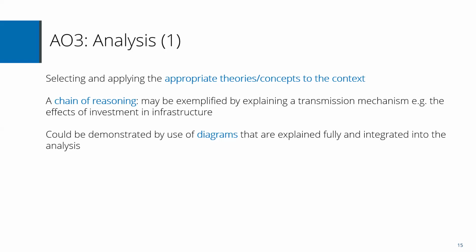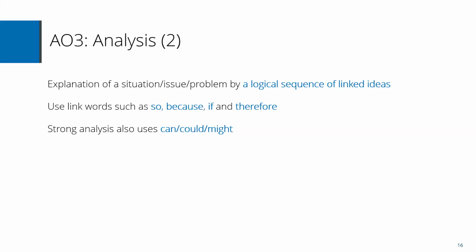It can be demonstrated through use of diagrams as well as a narrative, but if diagrams are used, they need to be fully explained and integrated into the analysis, not just a standalone diagram without having anything to back it up and explain why that is helping answer the question. So to continue looking at the analysis for AO3, so explanations of a situation or an issue or a problem with that logical sequence of linked ideas. So X is the case, why is that the case, and what might that lead to?